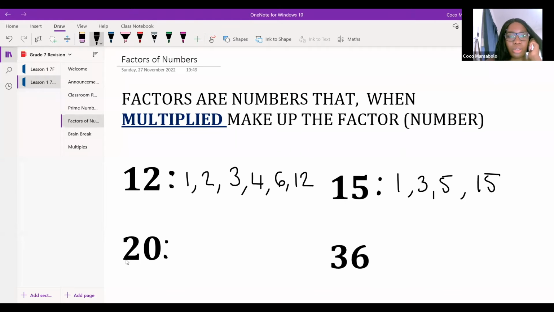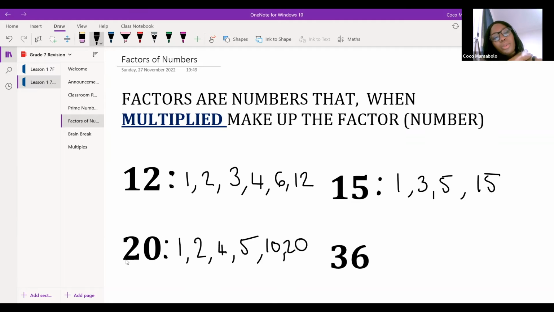Excellent. Good. So I always write them to make sure I don't forget. I always go 1 times 20. And then I go, the next one would be 2 times 10. And then 4 times 5. Now, if you got all of those correct, give yourself a nice pat on the back. There we go. Gulela finally found his mistake. Excellent, guys. Very well done.